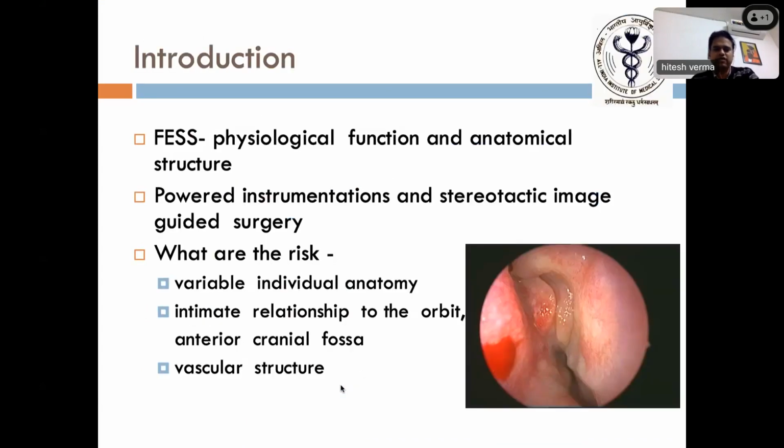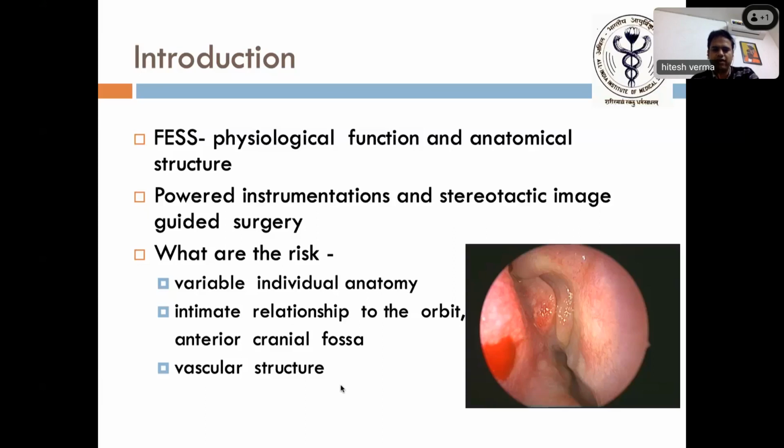So FESS initially: before the development of the endoscope, this surgery was done under a headlight. Then the physiology can be compromised, and normal anatomical structures can be damaged. So then came FESS, that is functional endoscopic sinus surgery. It preserves the physiological function and the anatomical structures which are not involved in the disease. And with the advent of powered instruments and stereotactic image guided surgery, the surgical outcome improved subsequently.